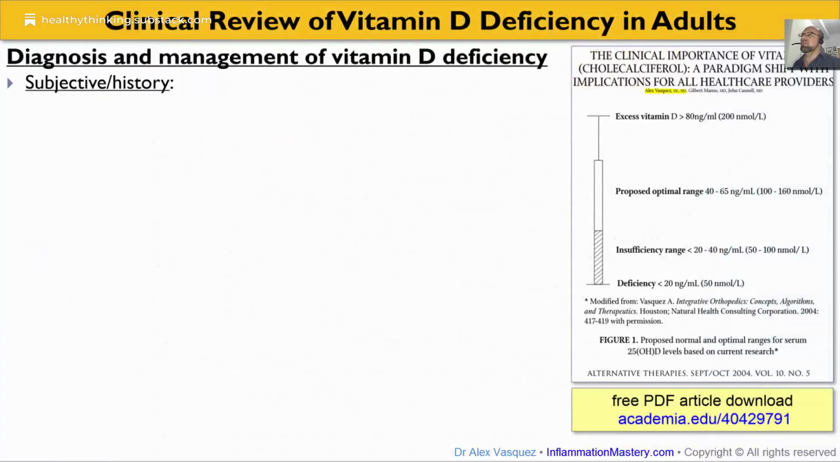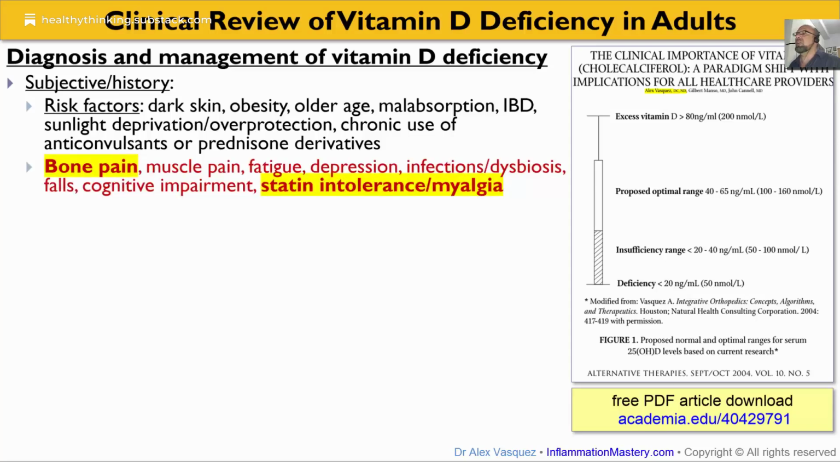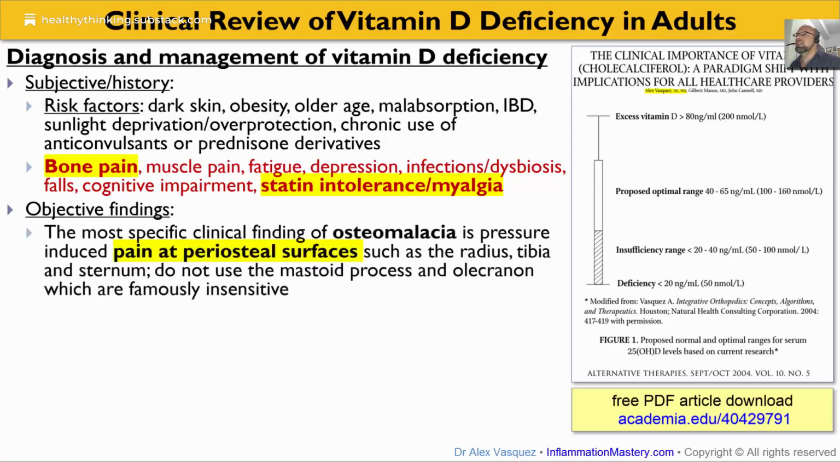Now let's have a quick clinical review of vitamin D deficiency in adults. What you look for in the history is dark skin, obesity, older age, malabsorption, inflammatory bowel disease, sunlight deprivation or overprotection, chronic use of anticonvulsants, or prednisone derivatives. You might also ask about bone pain, muscle pain, fatigue, depression, infections, dysbiosis, falls, cognitive impairment, and statin intolerance or statin-induced myalgia. Objective findings, you look at pain at periosteal surfaces, especially the radius, tibia, and sternum. You look for global symmetric muscle weakness.